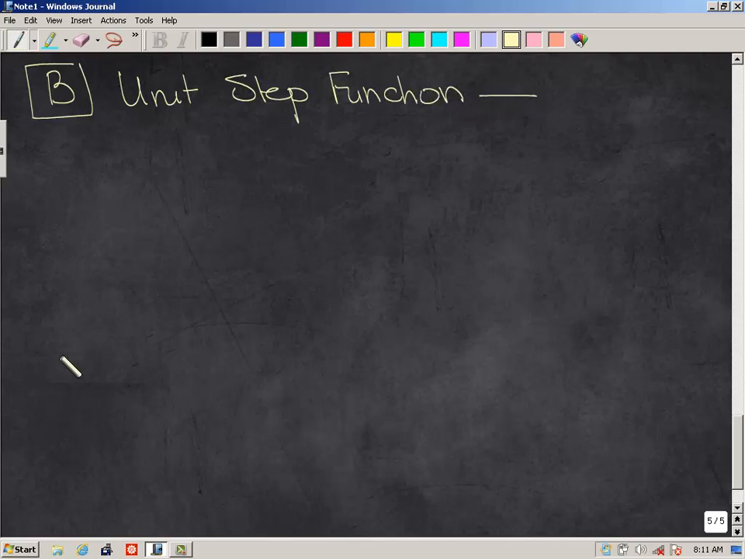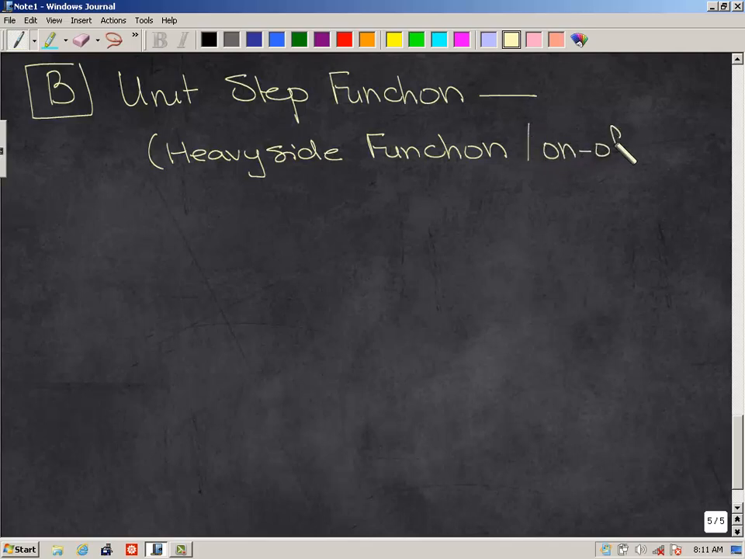The unit step function was developed by a British physicist called Oliver Heaviside. He came up with this idea of the unit step function. So a lot of the times, instead of being called unit step functions, it's also referred to as the Heaviside function. Because it mimics on and off behavior, some people also call it the on and off function. So it has many different names.